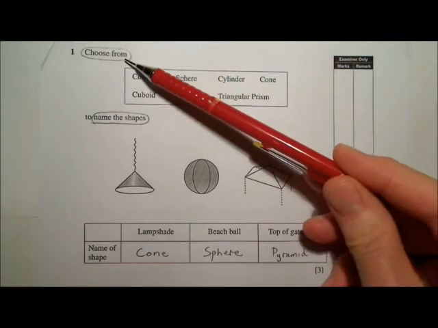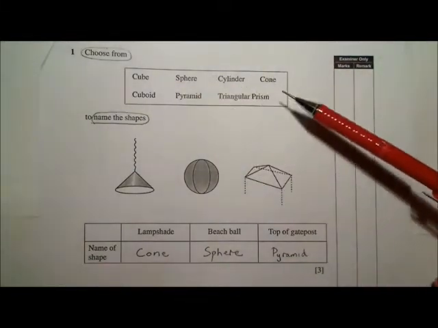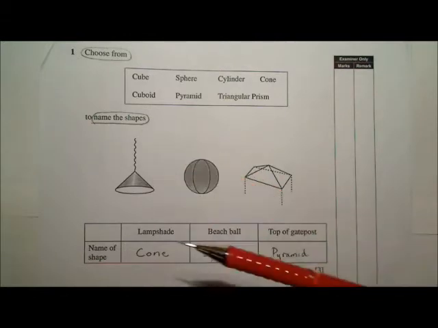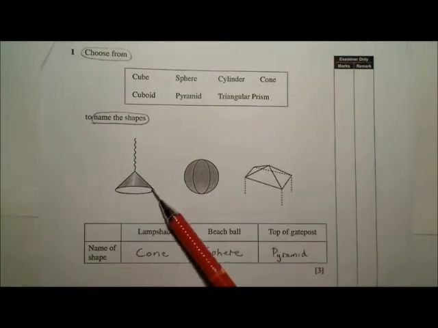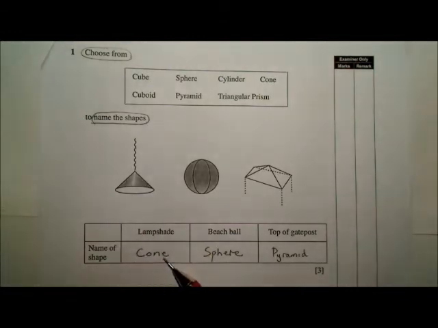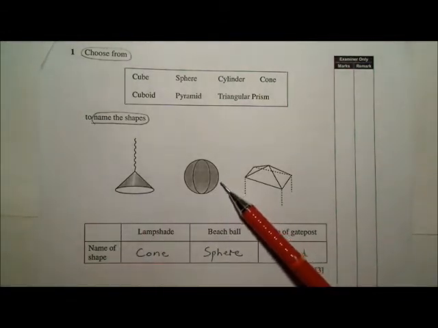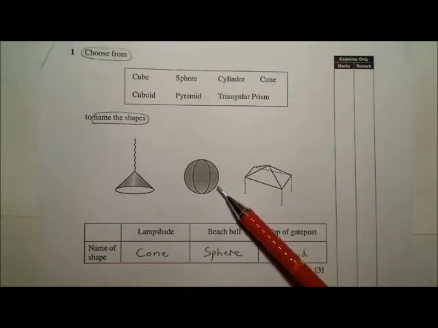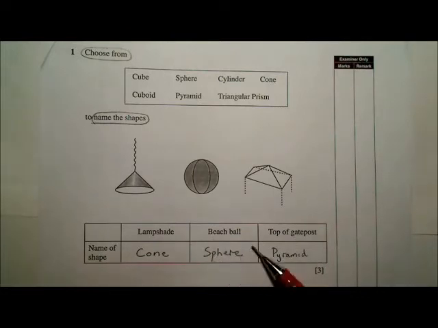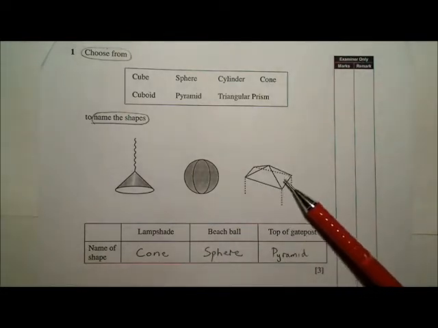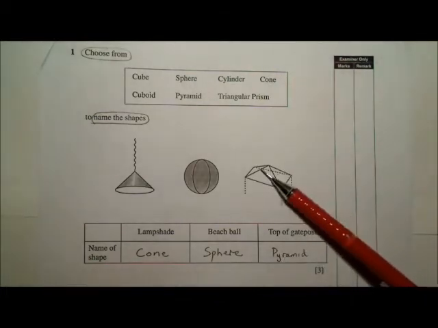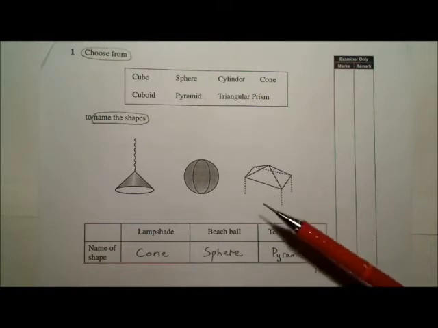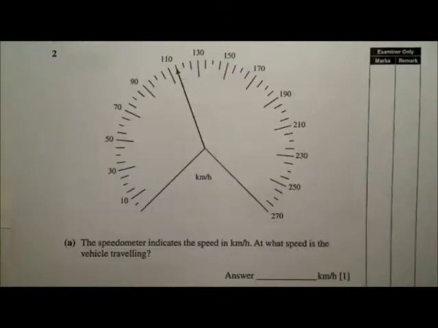The key words are we're going to choose from, there's a choice of 7 different answers, and we're going to name the shapes. So this first one, hopefully you recognize it. Think of an ice cream cone. It's got a circular base and it goes up to a point. So the lampshade is a cone shape. This looks like some sort of a ball, perhaps a basketball. And hopefully you know that that's called a sphere. And then the top of the gatepost here, hopefully you recognize that as a pyramid, because the faces meet at a point at the top here, and that's called a pyramid.